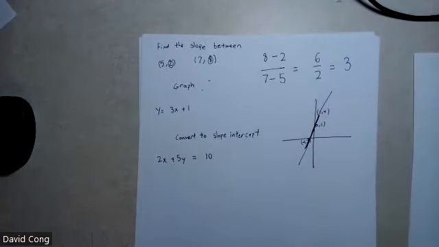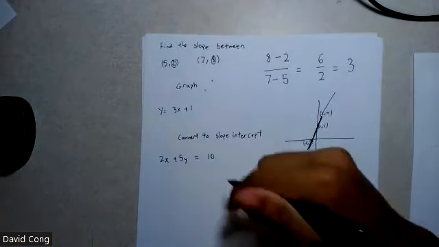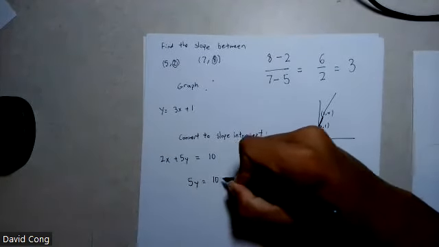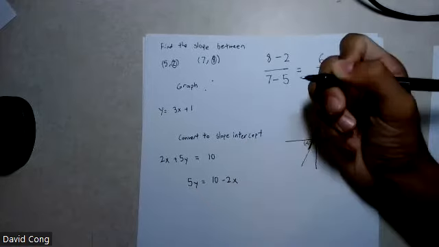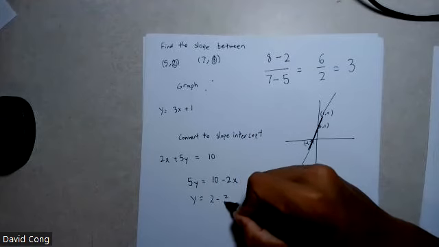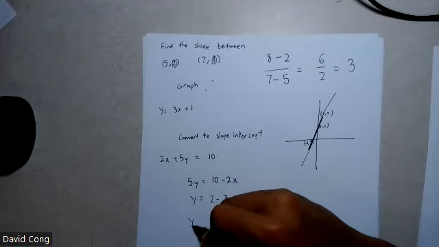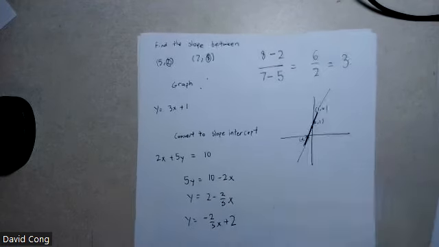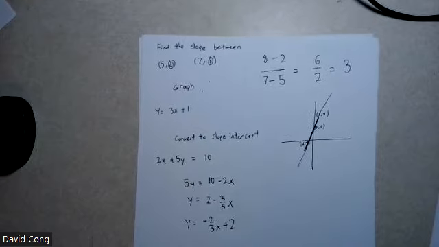And then to convert to slope intercept form, we want to isolate the y, so we have 5y equals 10 minus 2x. We divide by 5 to get y is equal to 2 minus 2/5 x. So y is equal to -2/5 x plus 2. Those are those problems. And finally, let's talk about inequalities.